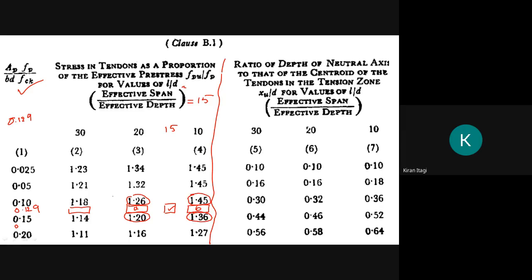I will call these A and B. After that we have the value for 0.129. Then what you do, just do interpolation between A and B. You will get the value X. Got it? So tell me what is the value of A here. Do interpolation for 1.26 and 1.20.